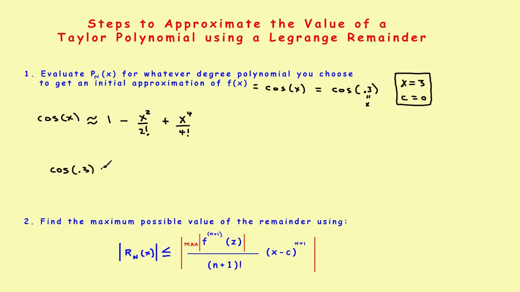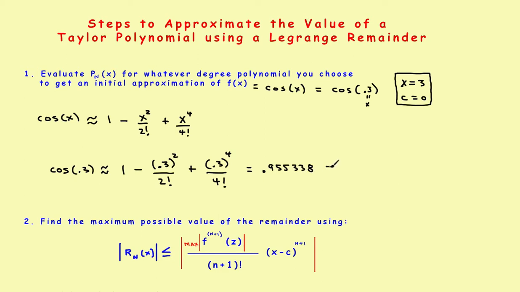0.3 is approximately equal to 1 minus, and in place of x, put a 0.3. So I've got 0.3 squared divided by 2 factorial. Then plus, and again, in place of x, put a 0.3 to the 4th divided by 4 factorial. And when you evaluate this, you will come up with this. It'll be 0.955338.